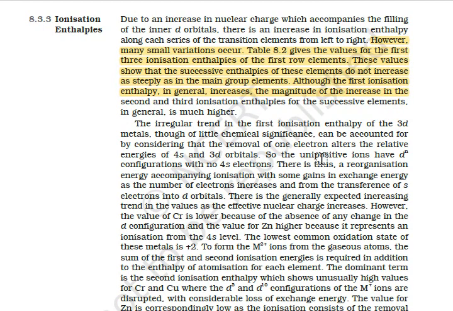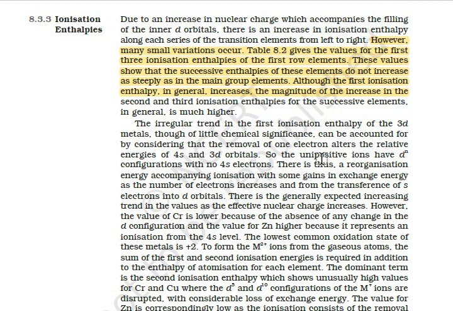The table gives the values for the first three ionization enthalpies of the first row elements. These values show that the successive ionization enthalpies of these elements do not increase as steeply as in the main group elements. In the main group elements we have seen that the ionization enthalpy increases steeply, but in the case of the transition metals it is not very steep. It is a curve-like shape, but not very steep.